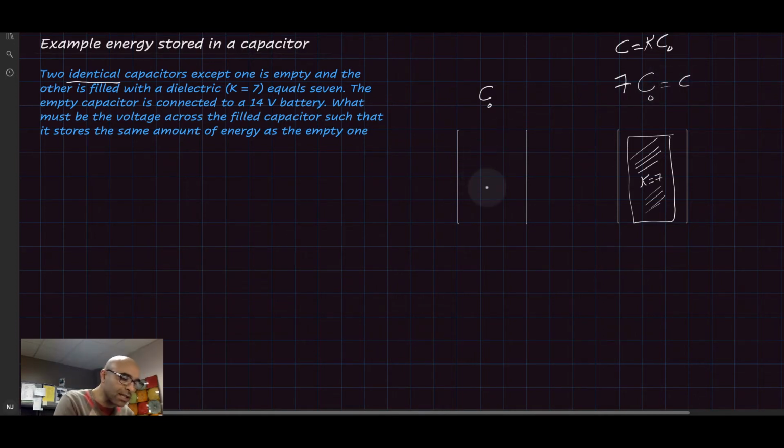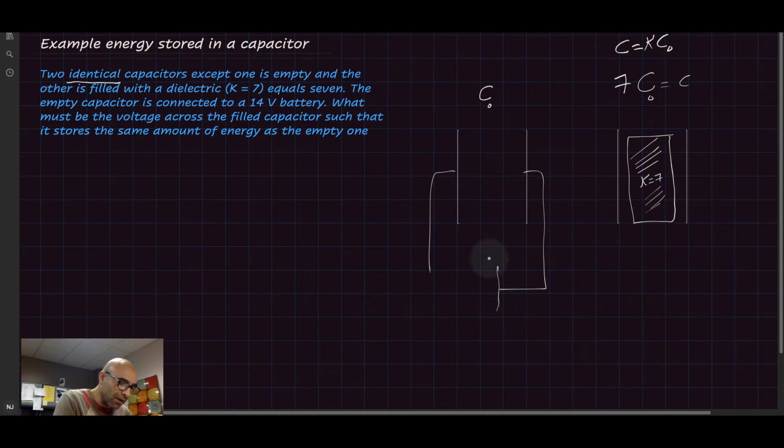So these two identical capacitors, if they were both empty, but one of them has a dielectric constant of 7, it has 7 times the capacitance of the other one, okay? All right, so the empty capacitor, this one, was connected to a 14-volt battery. So I'm going to connect it to a 14-volt battery here, as you can see.